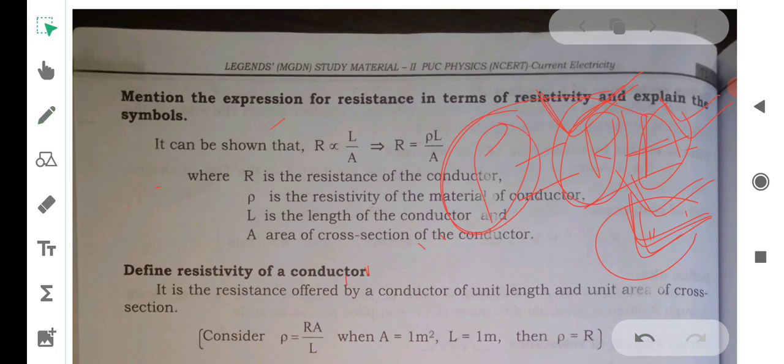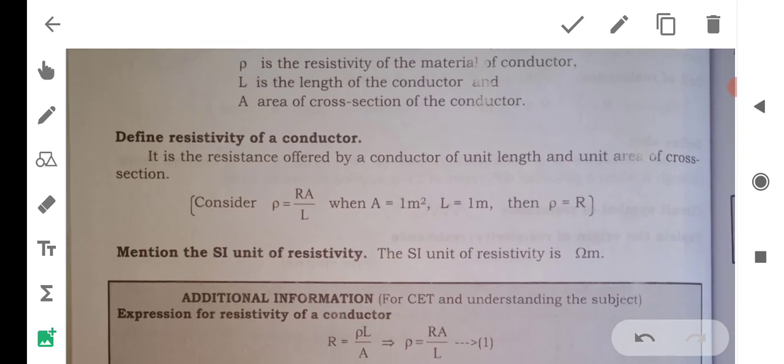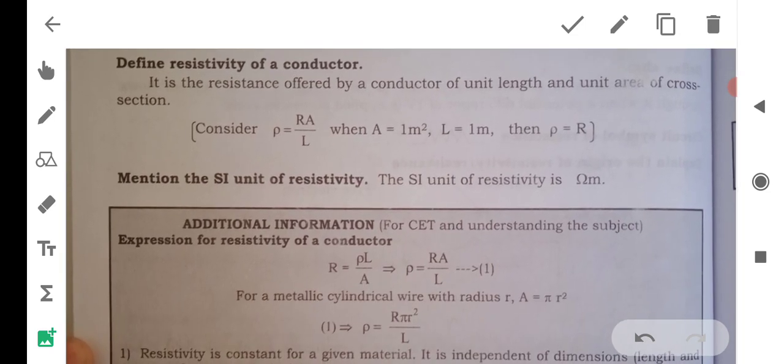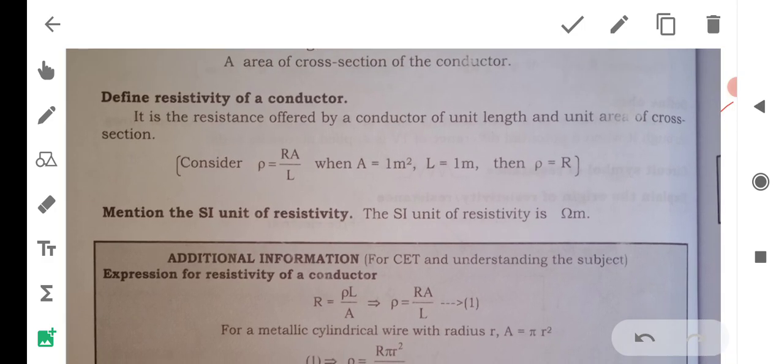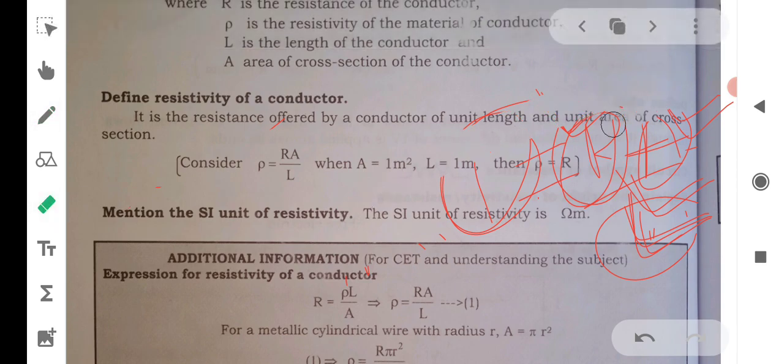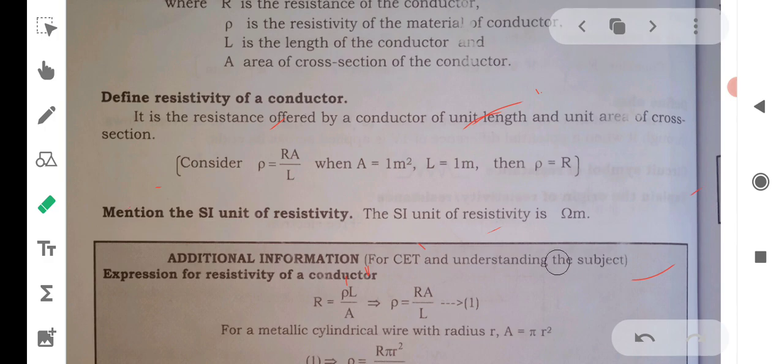Now we'll discuss what are the factors on which resistivity depends. But before that, we will discuss the SI unit of resistance. Dear students, we know already the SI unit of resistance is ohm, and the SI unit of resistivity is ohm meter. Mention the SI unit of resistivity. SI unit of resistivity is ohm meter. Now we'll discuss the next topic.